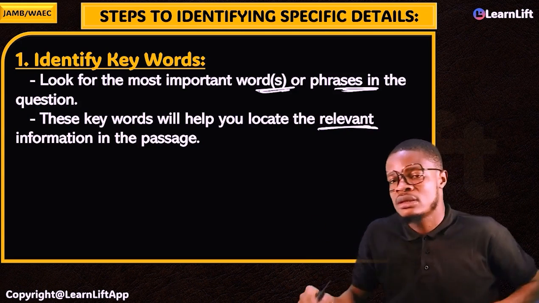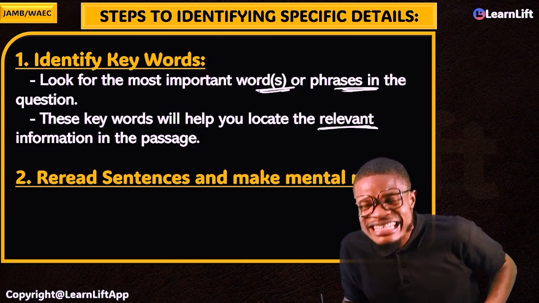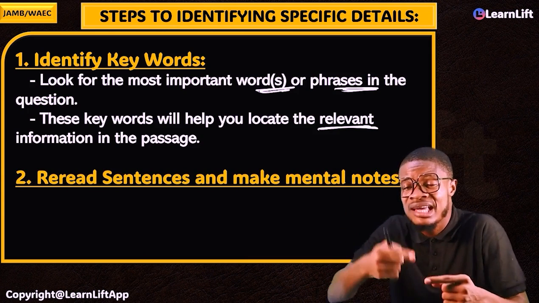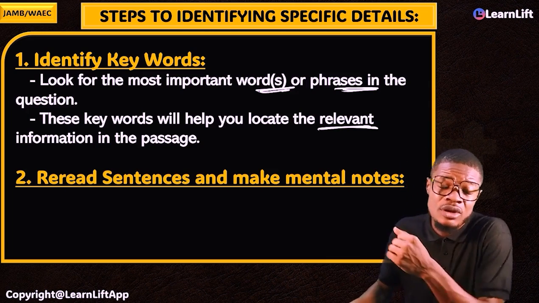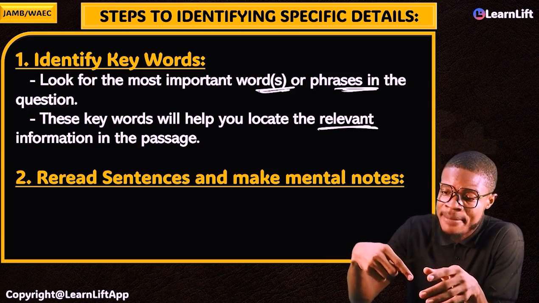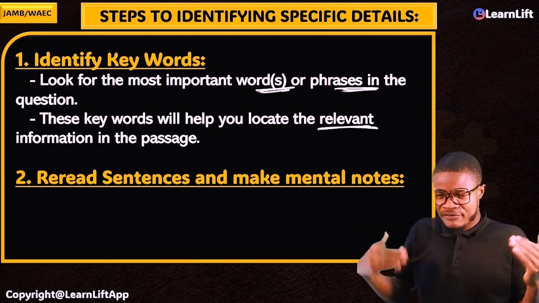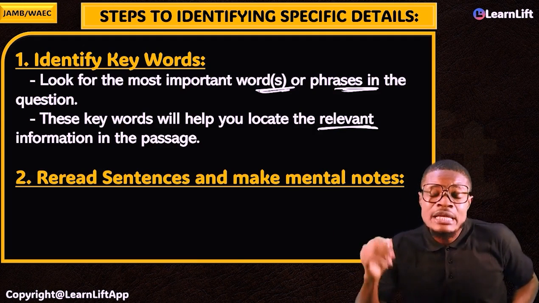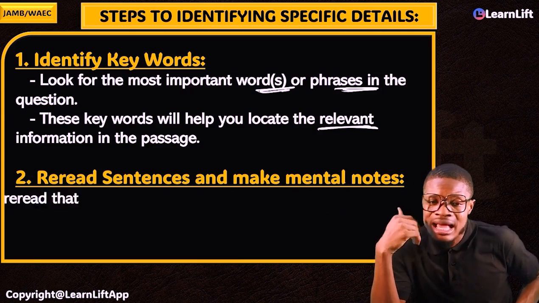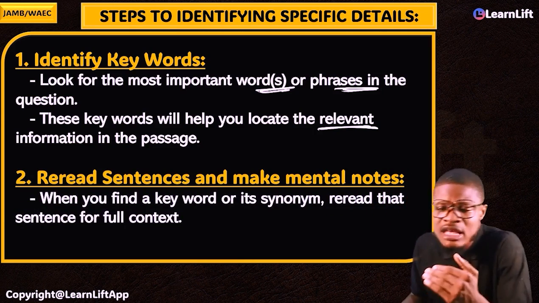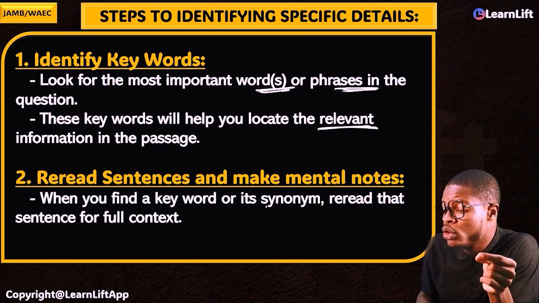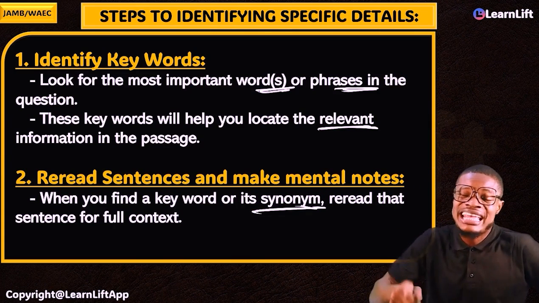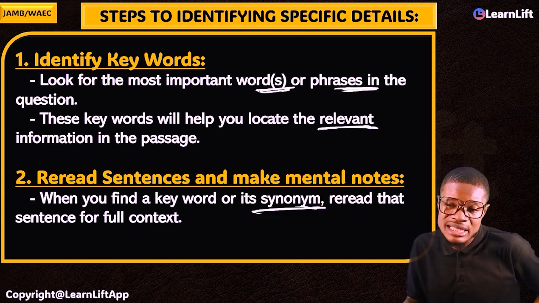The next most important thing is to reread sentences and make mental notes. Because you have read it once, it's not enough. Read it again. As you read the first time, I don't mean that you should spend your entire time there. Read it the first time, quickly, and get the overall idea that the passage is saying, and then read again so that you can make mental notes in your head. And don't forget that when you find a keyword, it must not just be that word, it can be its synonym. Reread that sentence for full content so that you can get the context. Are you getting it now?